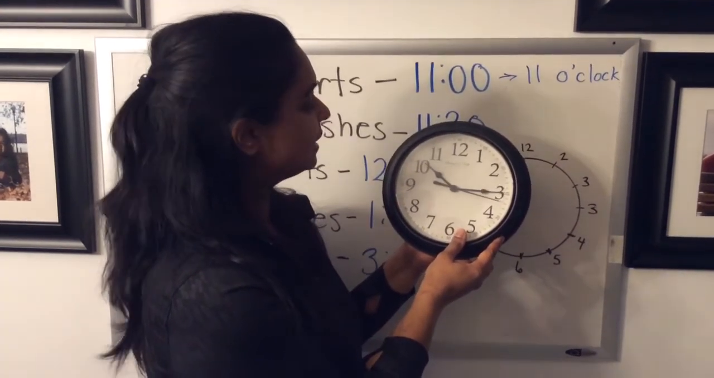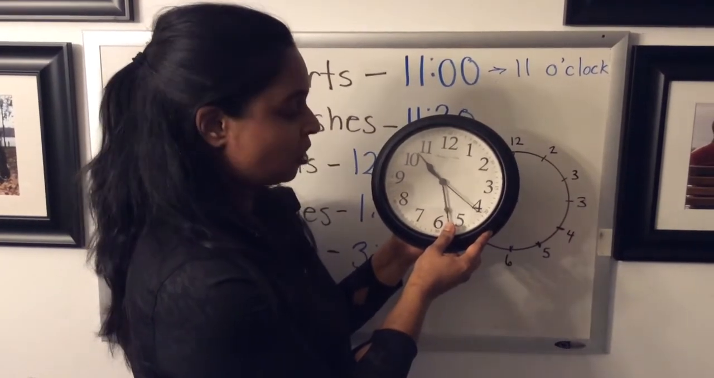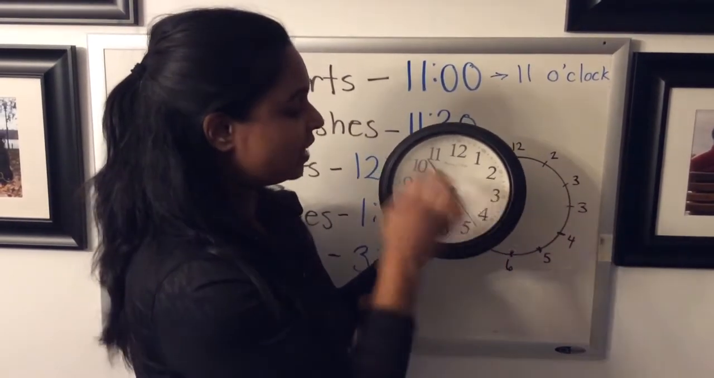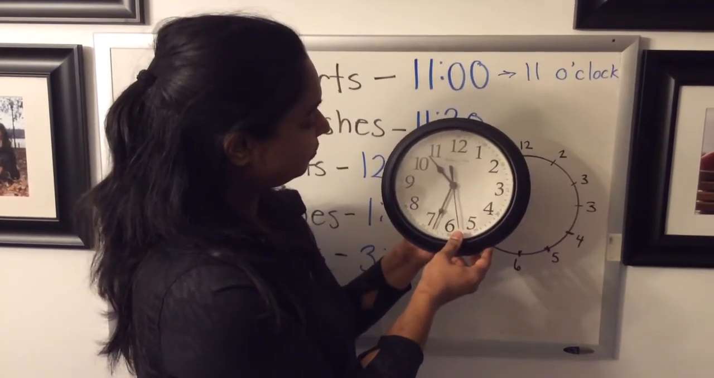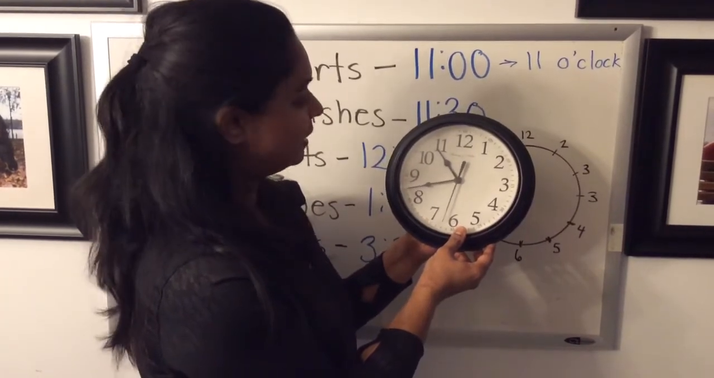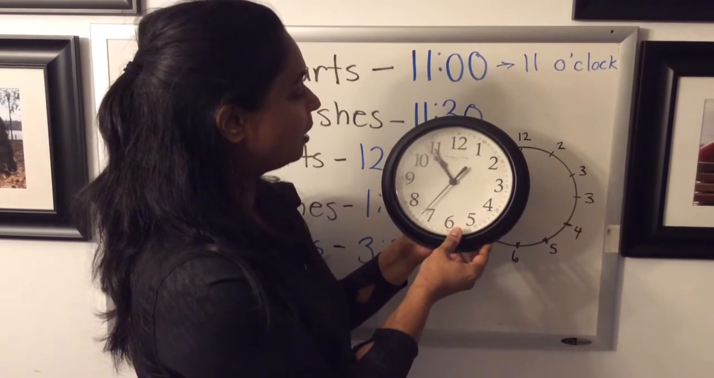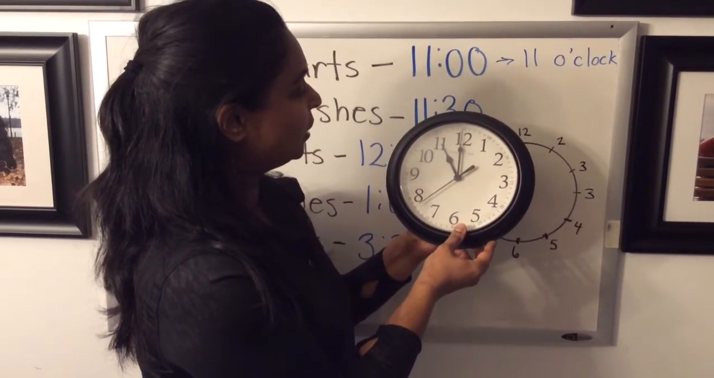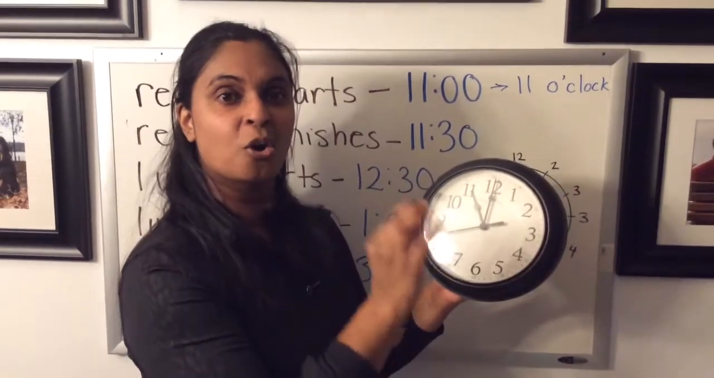Nope, not yet. Is the long hand at the 12 now? Not yet. We're halfway there, but we're not on the 12 yet. Here we go. Am I at the 12 now? Nope, it's not o'clock yet. Oh, we're almost at o'clock. There we are. The long hand is at the 12. That means it is o'clock.